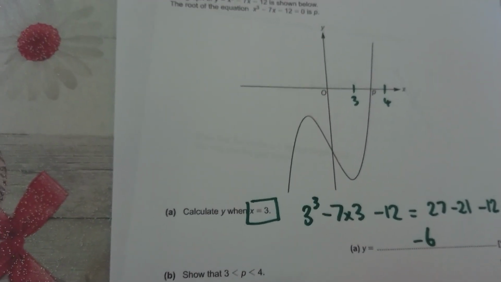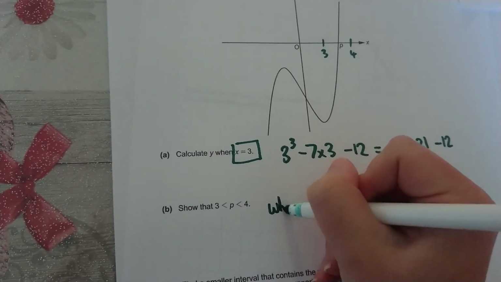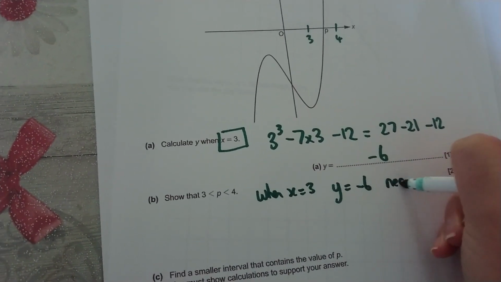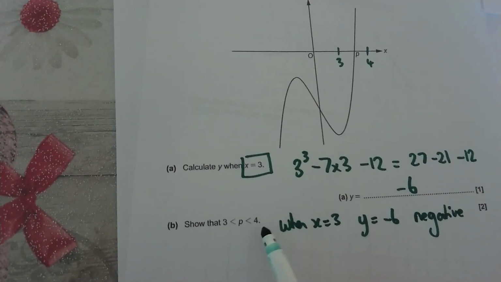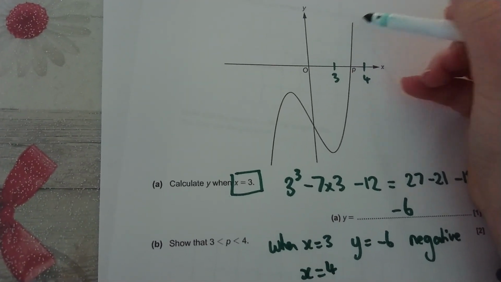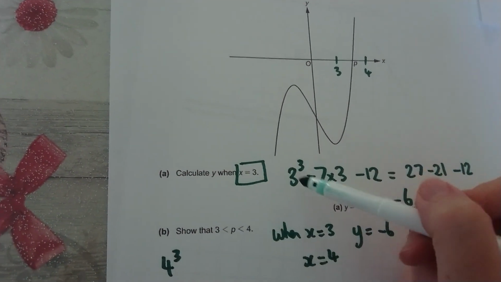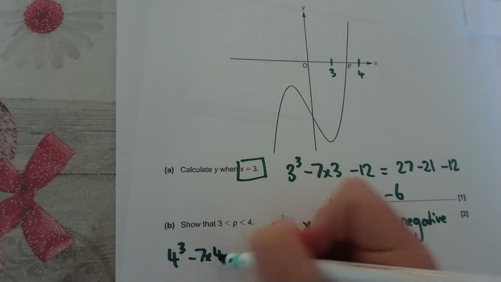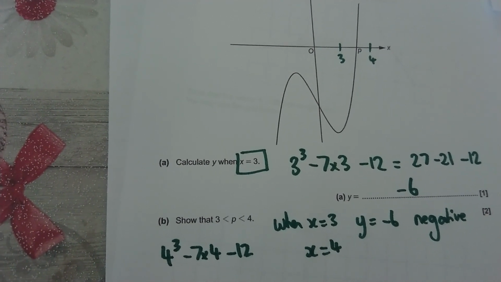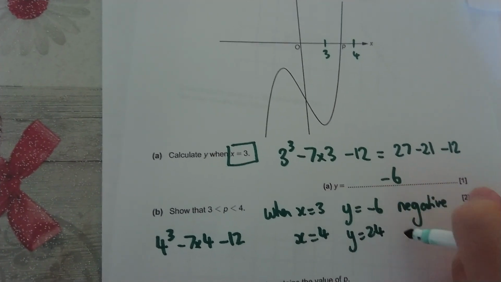So to show it's between 3 and 4, we've already put 3 into the equation. So I'm going to say that when x equals 3, y equals minus 6, which was negative. So then I'm going to do the same now for x equals 4. And hopefully, from the graph you can see it's going to be a positive answer this time. So I would do 4 cubed. So if I write it over here, 4 cubed, this time it's going to be minus 7 times 4, and then the minus 12 on the end. So 4 cubed is 64. Minus 7 times 4, which is 28, minus 12 gives us an answer of 24, which is positive.